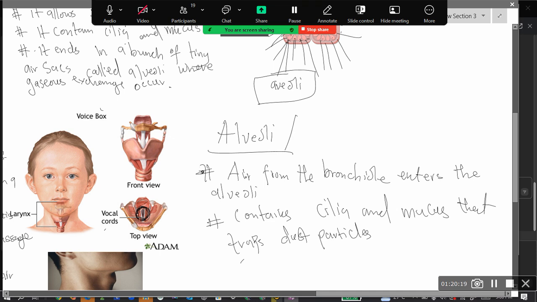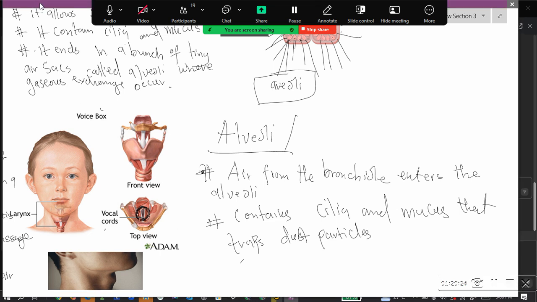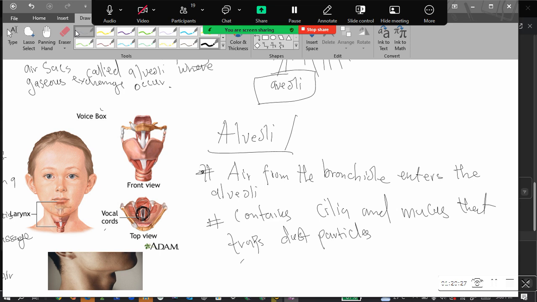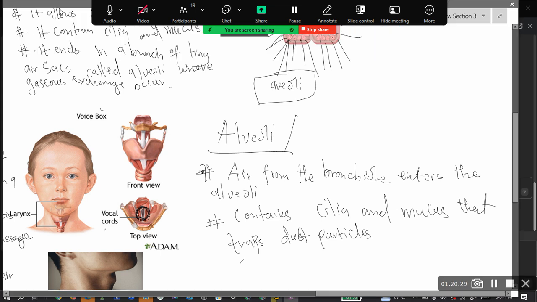We are talking about, okay, so alveoli. Wait, wait a second. Please don't write the second point.